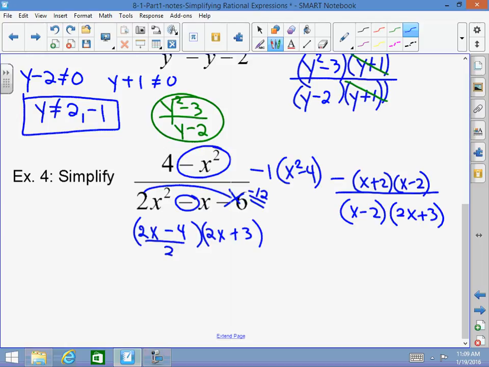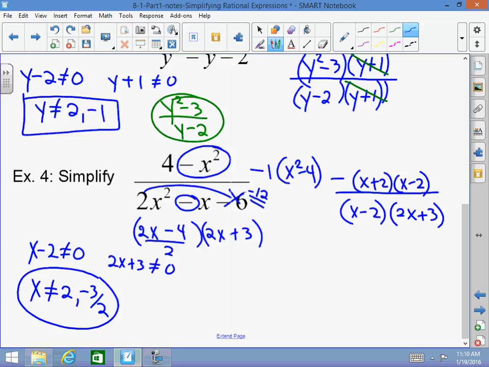So I factored. Next step, find the undefined values. So I set x minus 2 to not equal 0. I set 2x plus 3 to not equal 0. So x cannot equal 2 or negative 3/2. Those are my undefined values. And last but not least, I simplify. X minus 2 cancels out with an x minus 2. And my simplified rational expression is negative x plus 2 over 2x plus 3.